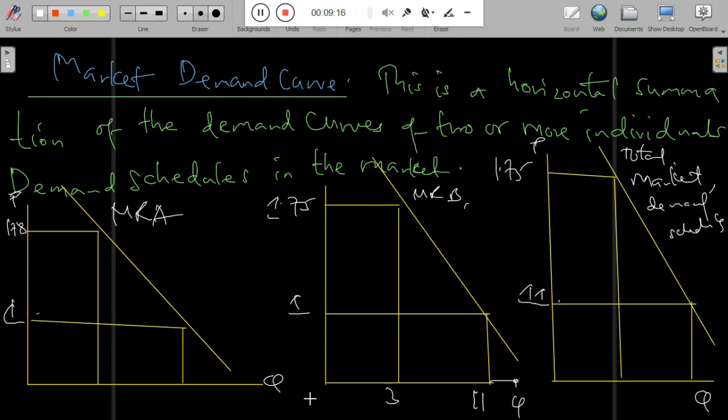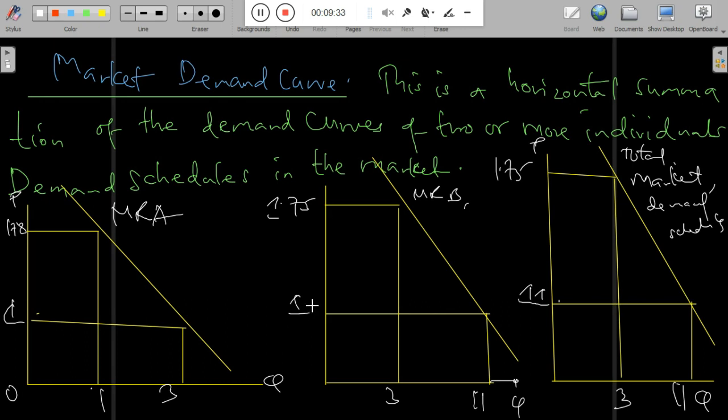The market demand curve is a horizontal summation of the demand curves of two or more individual demand schedules in the market. As I told you, it is drawn from what is known as a market demand schedule, that is a combination of the different individual demand schedules. The horizontal summation of the demand curves of the individual demand schedules in the market is shown like this.